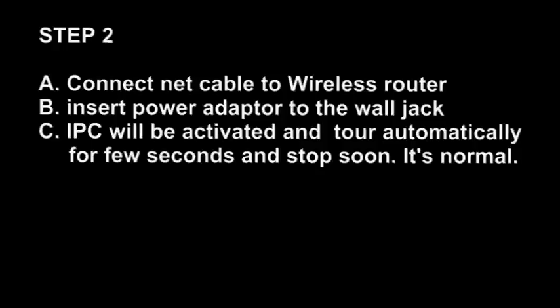Step 2. A. Connect LED cable to wireless router. B. Insert power adapter to the wall jack. C. IP camera will be activated and turn automatically for a few seconds and stop soon. It's normal.